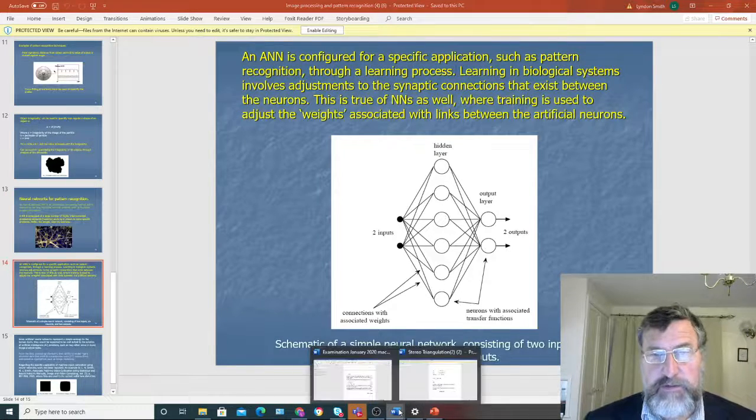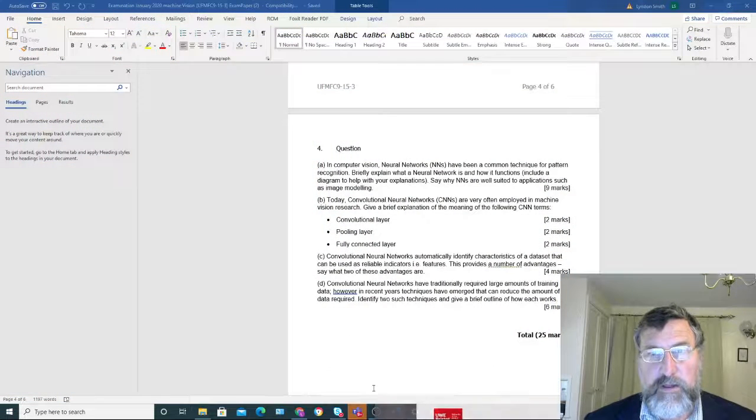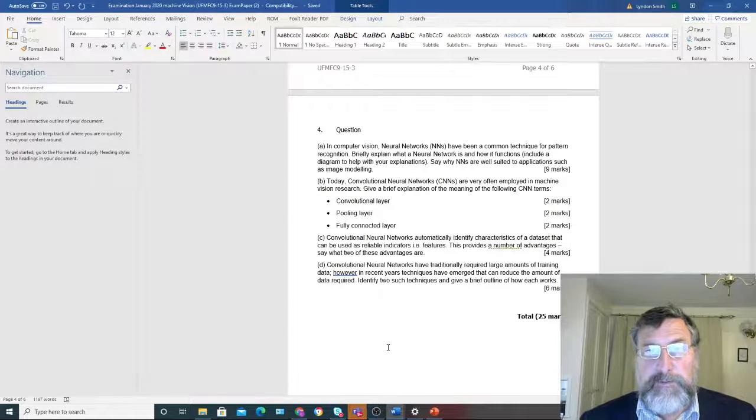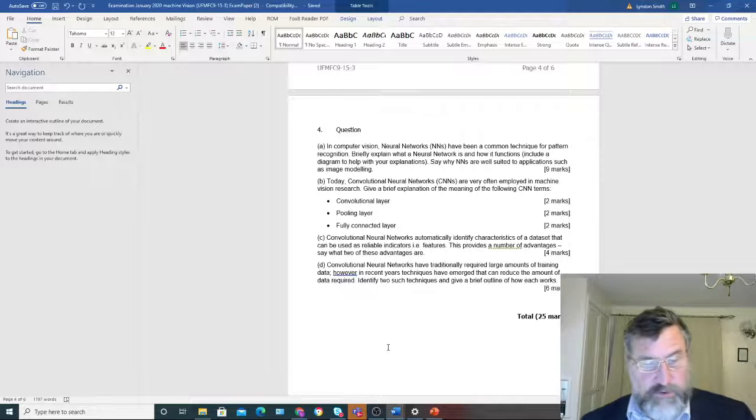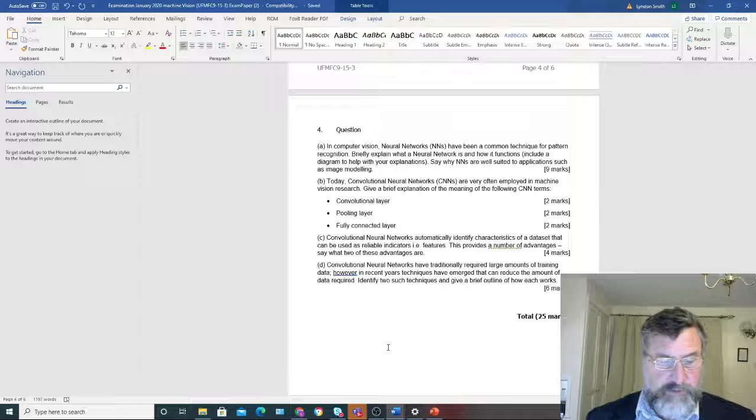Okay, so if we go back to the exam paper, today, convolutional neural networks are very often employed in machine vision research. Give a brief explanation of the meaning of the following CNN terms. Convolutional layer. Well, that's a layer that consists of a set of learnable filters that detect specific features. Activation maps from the filters form the output of the convolutional layer.